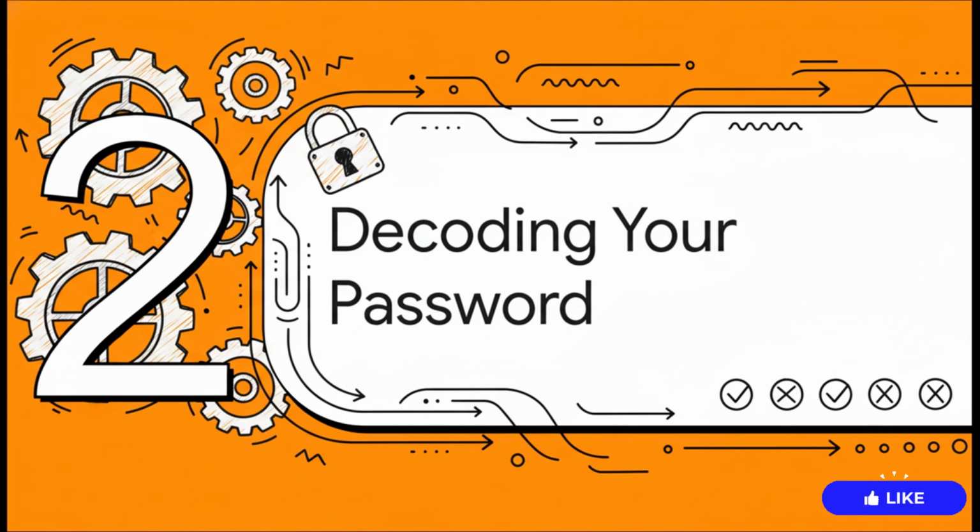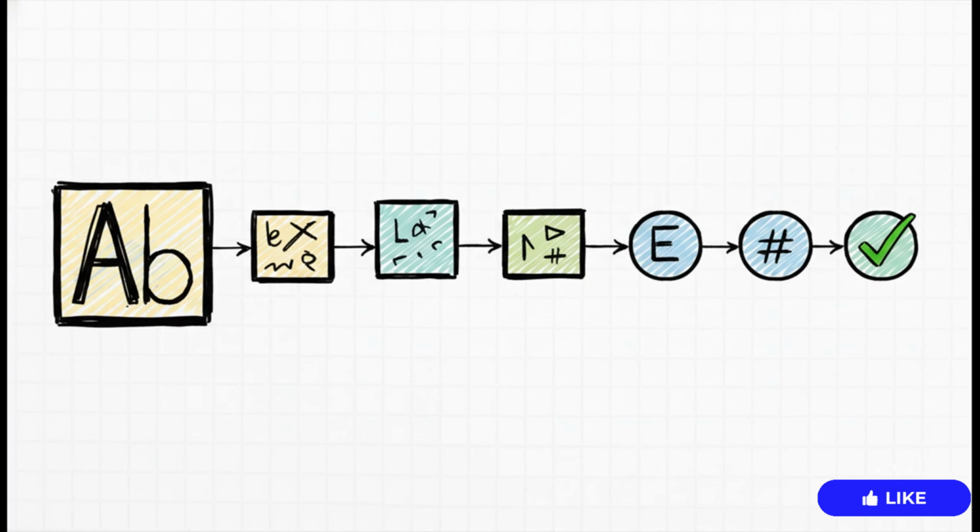Now let's see how that exact same logic applies to something you probably do dozens of times a day: decoding your password. So imagine a system with a really specific rule. Your password absolutely has to start with a letter, and it has to end with a number. How does the computer check that in a split second? Yep, it uses a DFA.